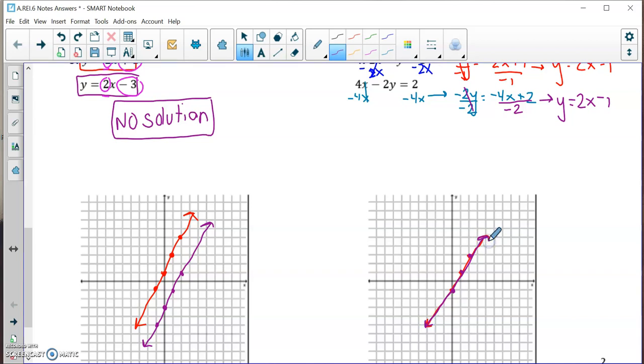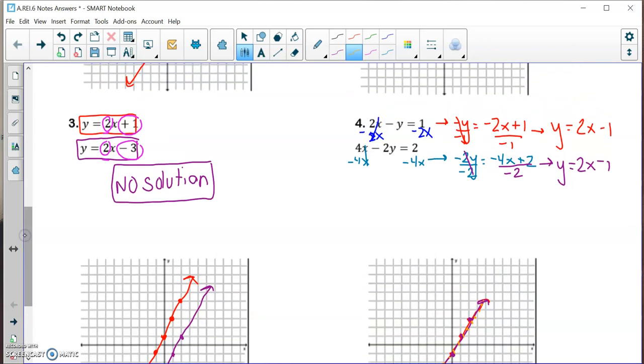Well, it looks like the red and purple lines lie on top of one another, which means that there are an infinite amount of intersection points, because all of these yellow dots that I'm drawing right now are intersection points. And since both of these lines go on forever and ever, that means the intersection points are going to continue forever.